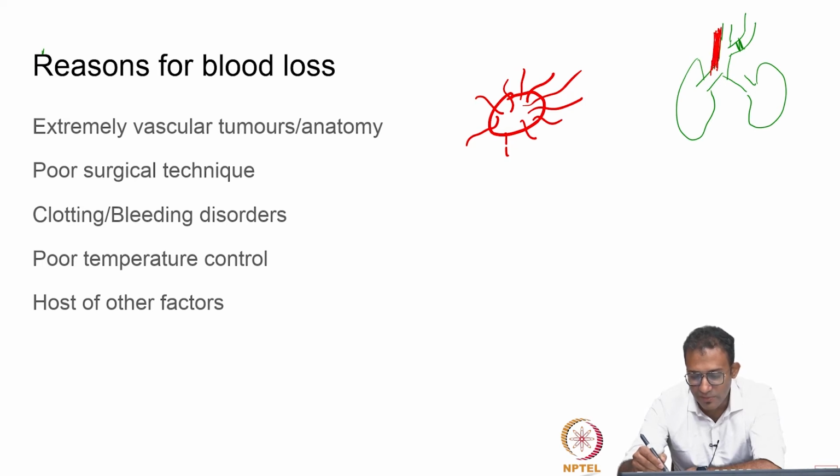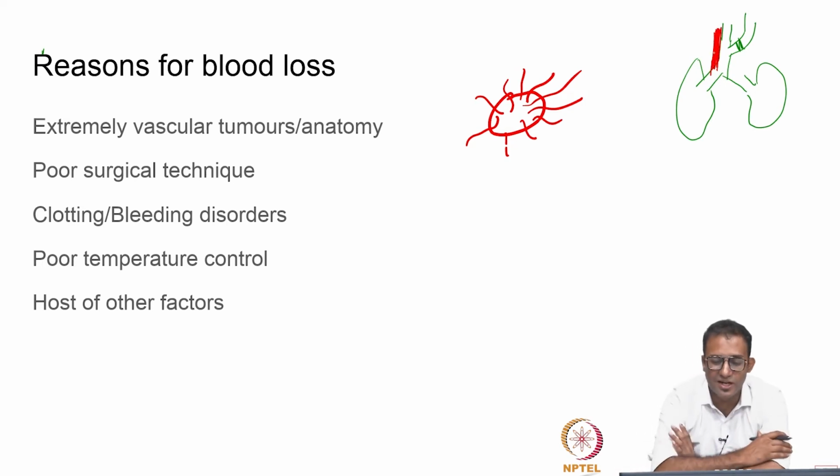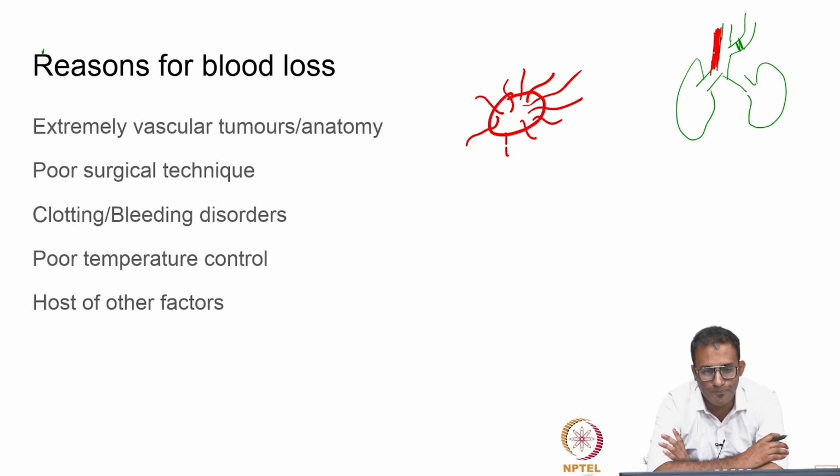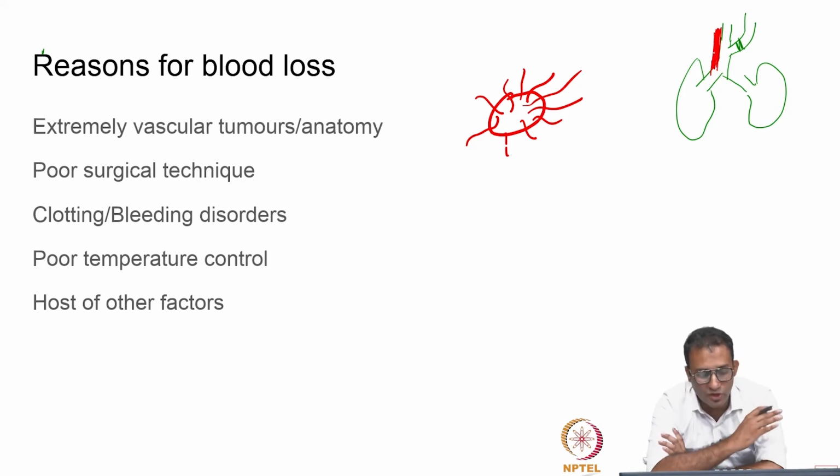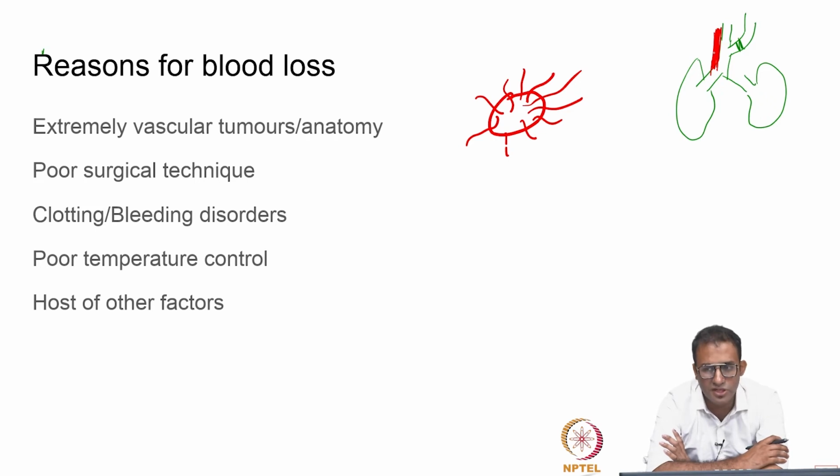So if you end up injuring the aorta, or if you end up cutting the aorta instead of the esophagus, you have literally signed the death warrant for the child. So it is very important to understand the anatomy and to proceed with caution when approaching these tumors. Poor surgical technique and training, like in any other field, is a major issue.